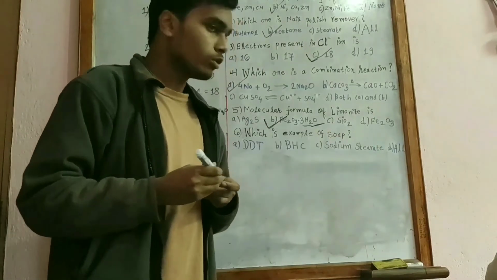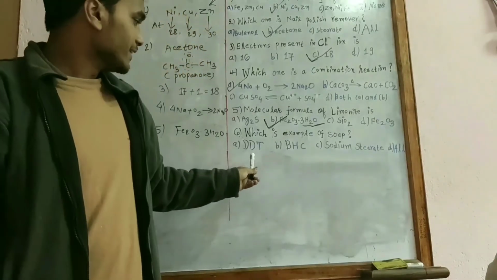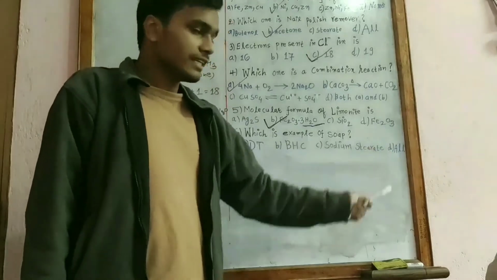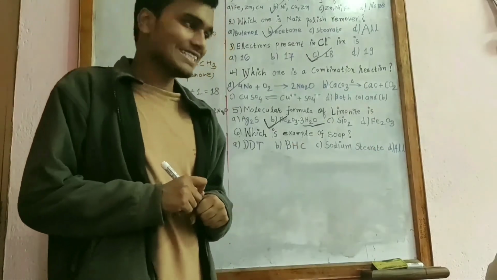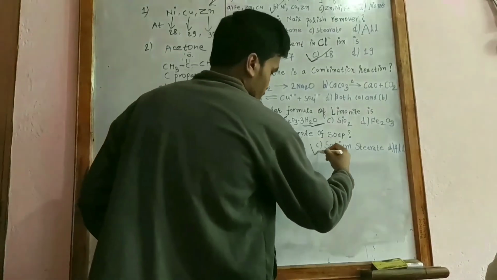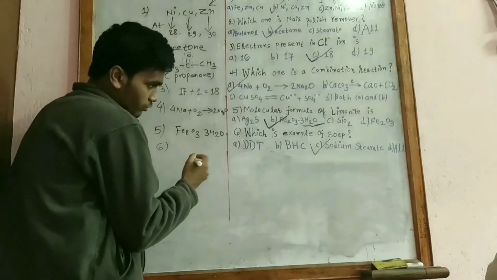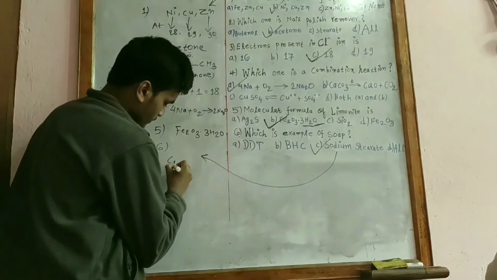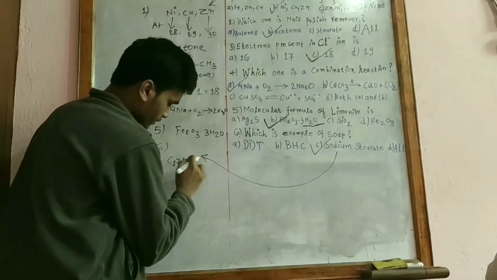Which is an example of soap? Option A, DDT, BHC, sodium stearate and all. DDT and BHC are organic insecticides, so they cannot be an example of soap. Therefore, sodium stearate is an example of a salt. Which molecular formula is C17H35.